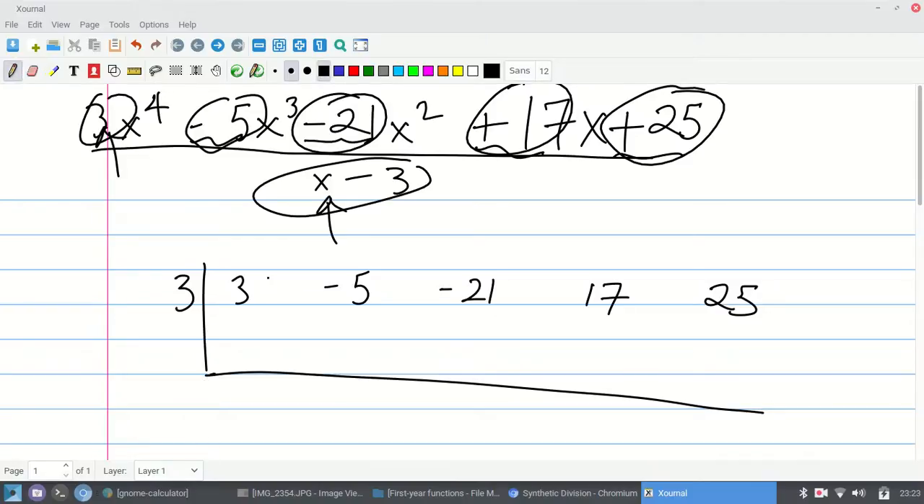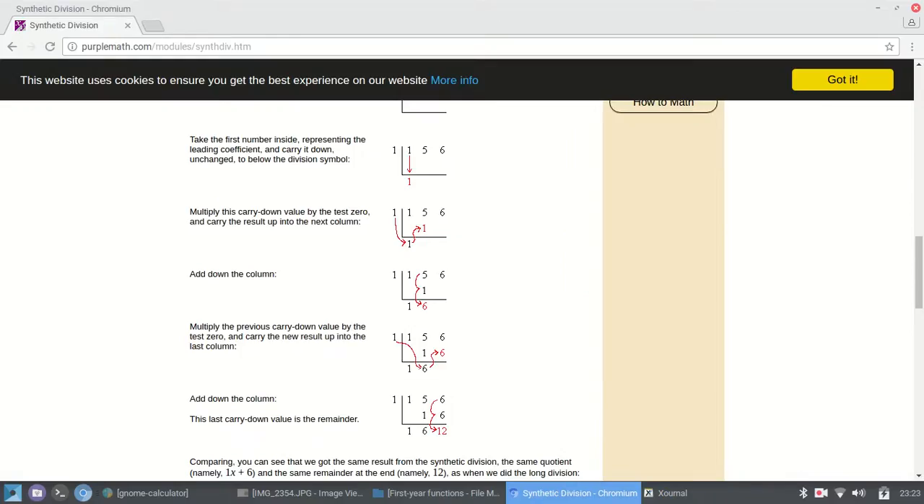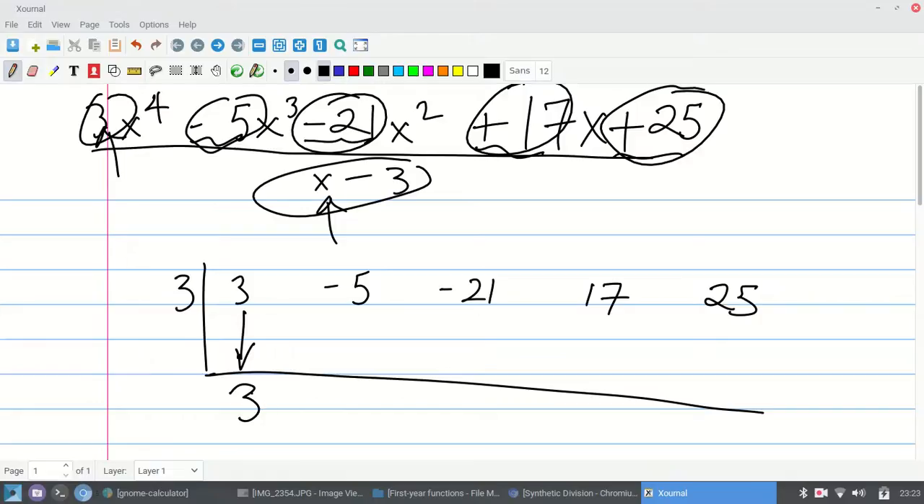Okay. So I carry down the 3, right? I think I leave it inside the box. Is that right? No, it goes right here, 3. Multiply 3 by 3, I get 9. That goes over here. Add down the column, negative 5 plus 9 is 4. Then I multiply through. So 3, now this 3, multiplied by 4 is 12. Add down the column, I get negative 9. Right? Negative 21 plus 12.